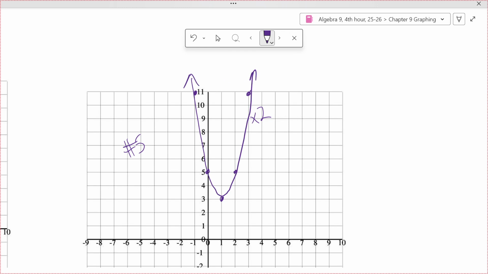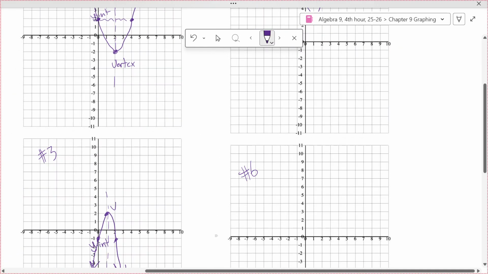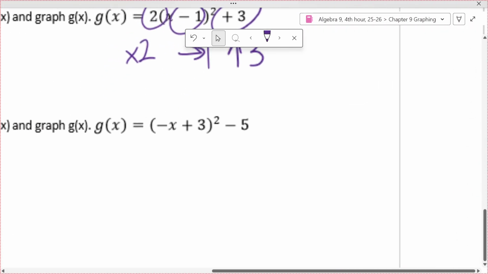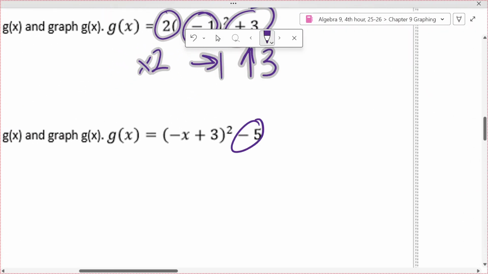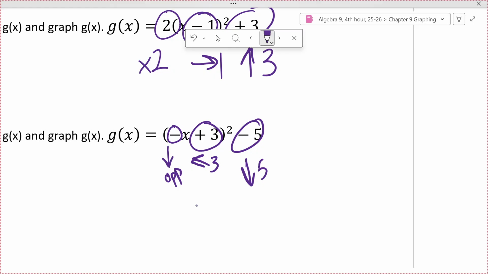All right, last but not least, number 6. Number 6 has a -5, which means down 5. It has a +3, which would mean I go left 3. But then it's got the negative inside the parentheses, which is going to reflect me left, right. Or again, it's going to be the opposite of H. So I'm actually going to go right 3.